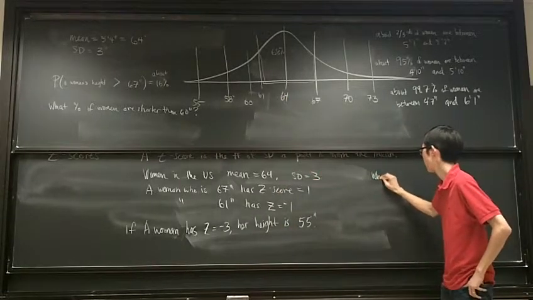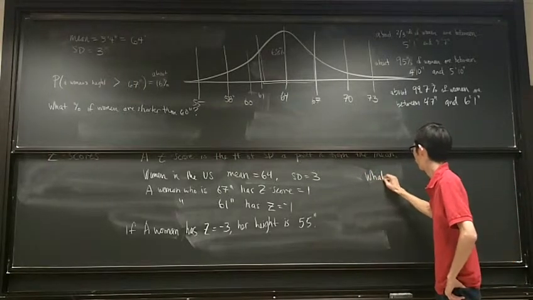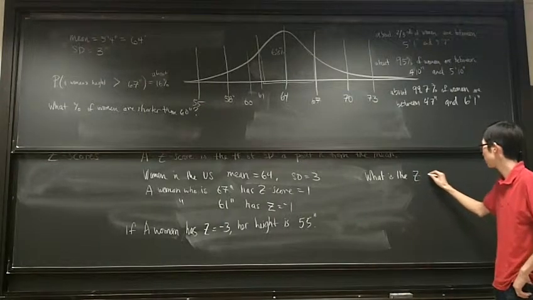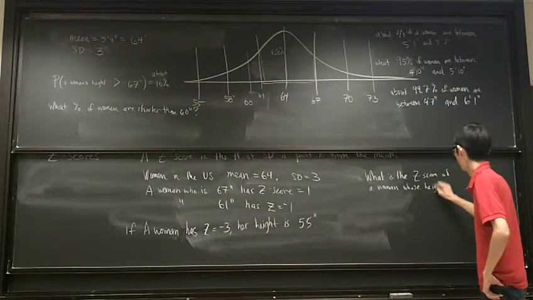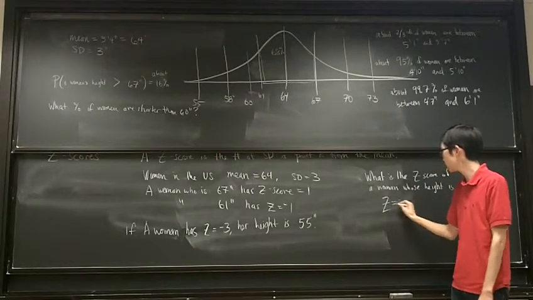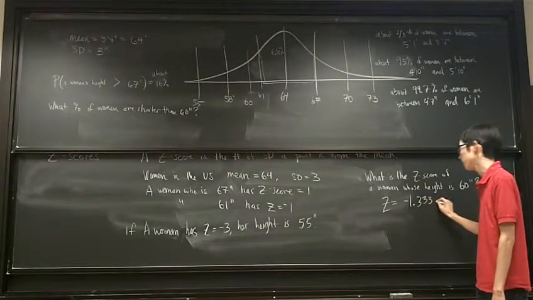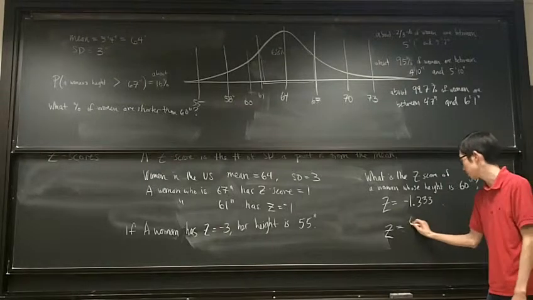So here's my next question. What is the z-score of a woman whose height is 60 inches? -1 1/3. Let's put it in decimal form. Z would equal what? -1.33333, right? Okay. Is that alright? And how did we get that? In our head we just said 60 is 4 inches below 64, and we divided that by 3 and we got -1.33. So this is the calculation that you probably did in your head.